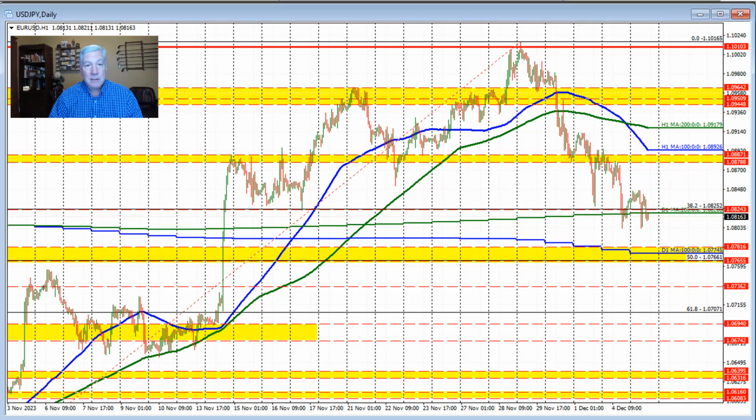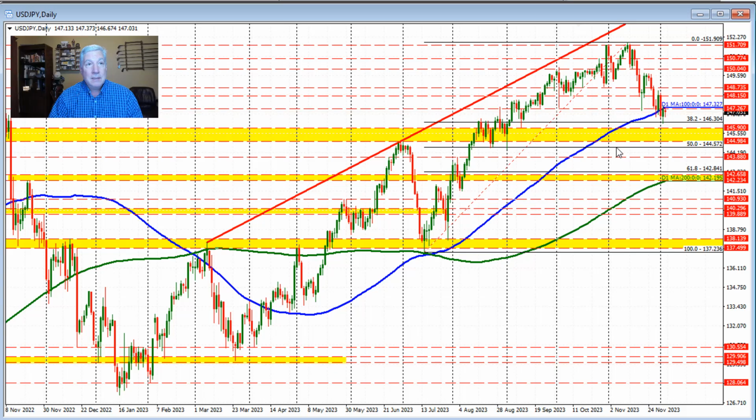Let's take a look at the dollar versus yen, and if we look at the daily chart of this, the move up from the low price in July to the high price that we saw in the month of November comes in at 146.304. In trading yesterday, the price came down toward that level and found some support buyers against that area. So that is the support on the top side in trading here today.